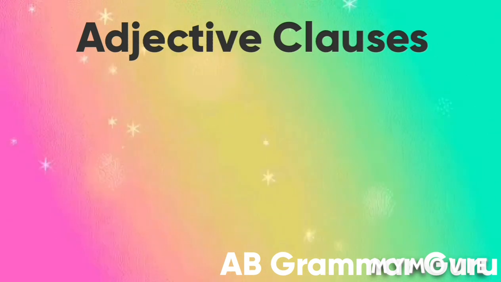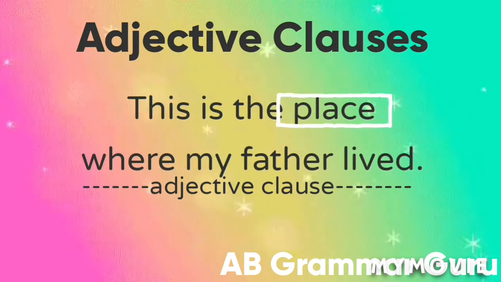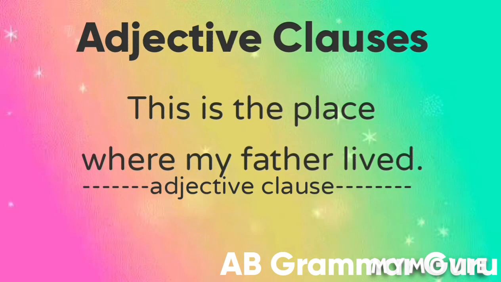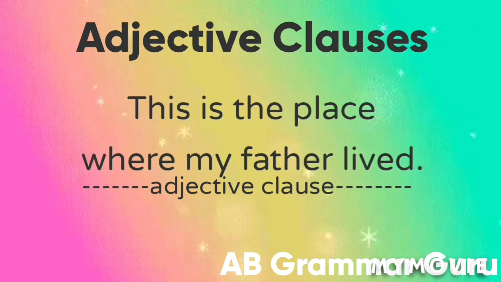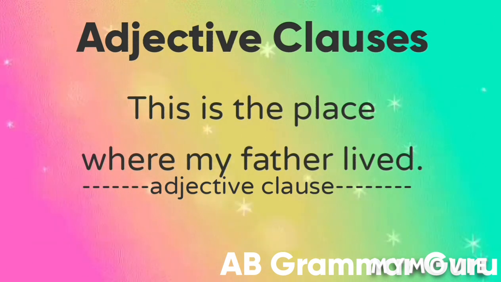In the next sentence, this is the place where my father lived. So where my father lived? The place. It is telling something about place. So place is a noun, it is inside the box, and where my father lived should be underlined. It is the adjective clause.